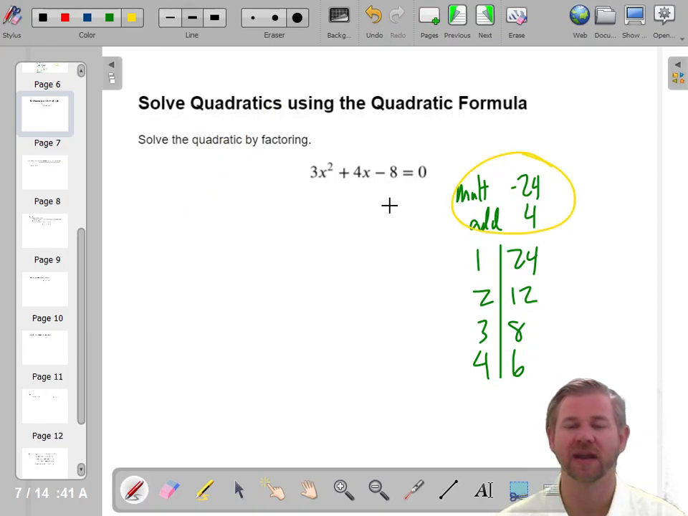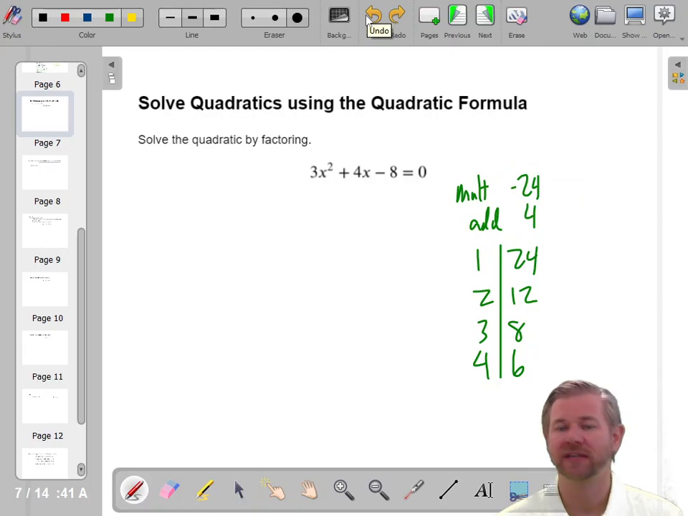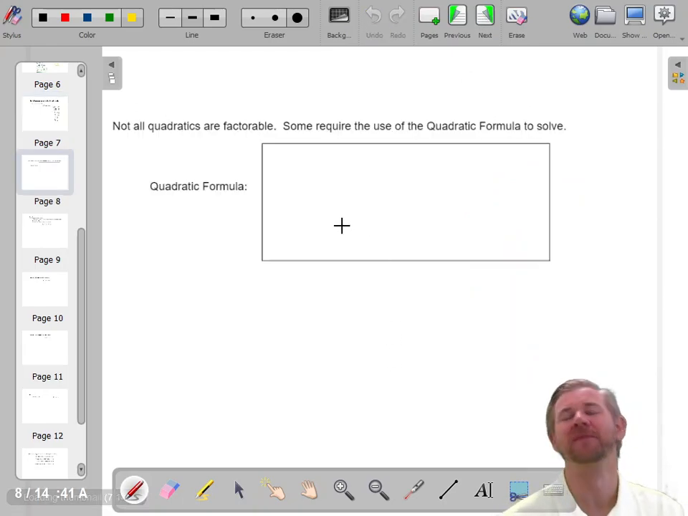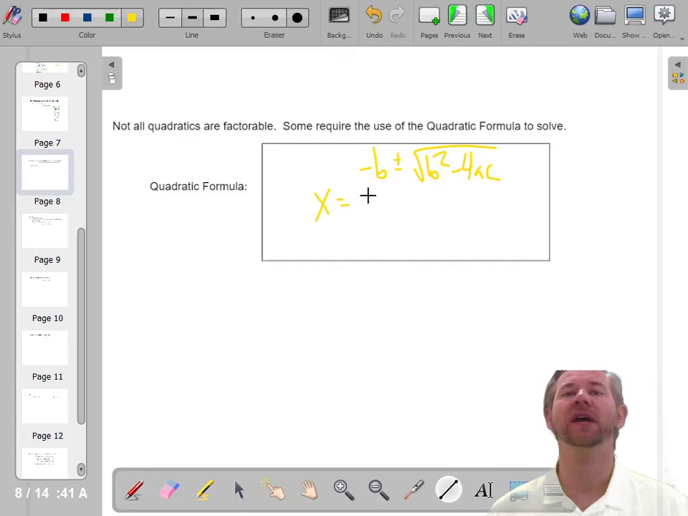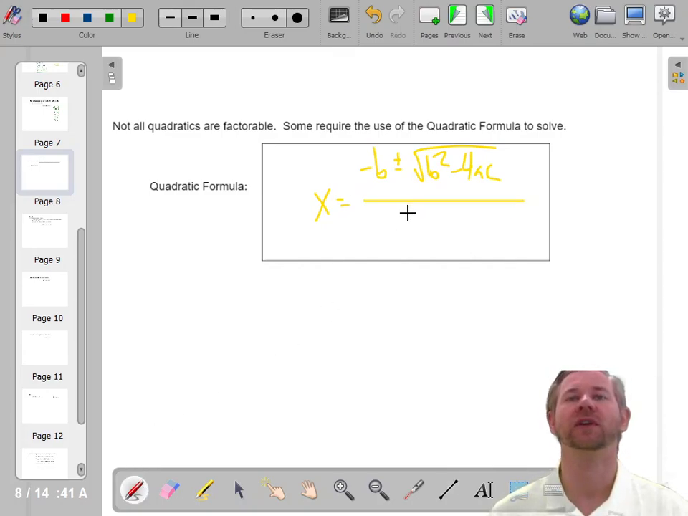We have to have a different strategy. If it's not factorable, you can't use factoring. But good thing for us, we have the quadratic formula. So the quadratic formula is the x solutions are negative b plus or minus the square root of b squared minus 4ac, big fraction bar, all over 2a.